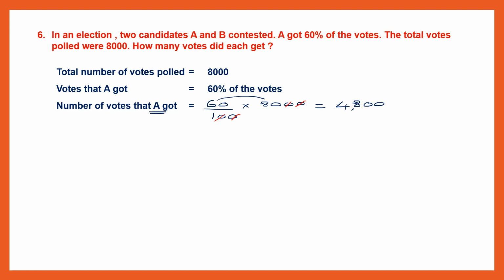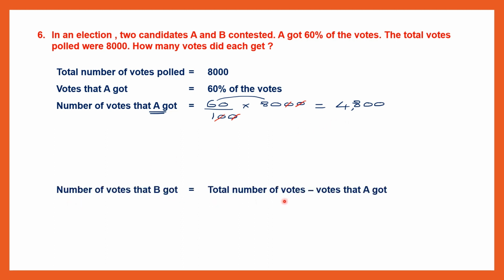So we found out how many votes A got. Now we need to find out how many votes B got. Now how do we find that? We know the total number of votes, and from that we know how many votes A got. So when you subtract the two, what is remaining will be the number of votes that B got. So number of votes that B got is total number of votes minus the votes that A got. Total number of votes is 8,000 as it's given in the question, and the votes that A got is 4,800, which we just found out.